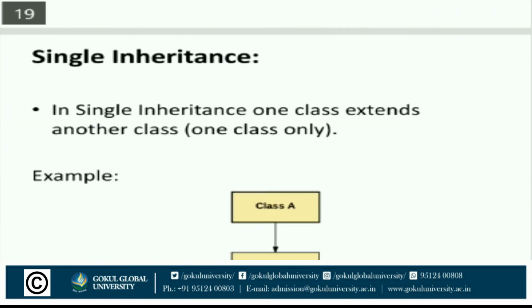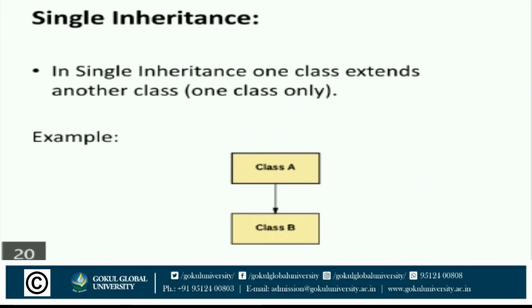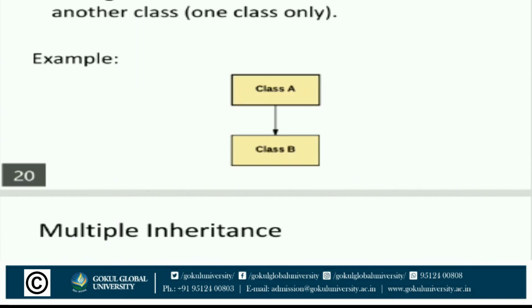So, first of all, let us understand what single inheritance is. In single inheritance, one class extends another class. Only one class extended from one class is known as single inheritance. Here class A is the parent class and class B is the child class. Here you can see that the functions and properties of class A are inherited by class B. The parent class is also called the base class and the child class is also called the derived class.